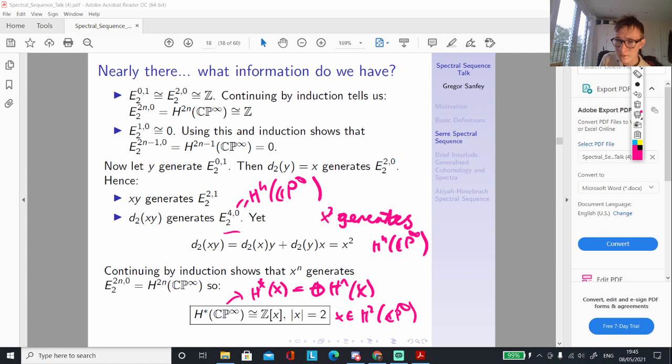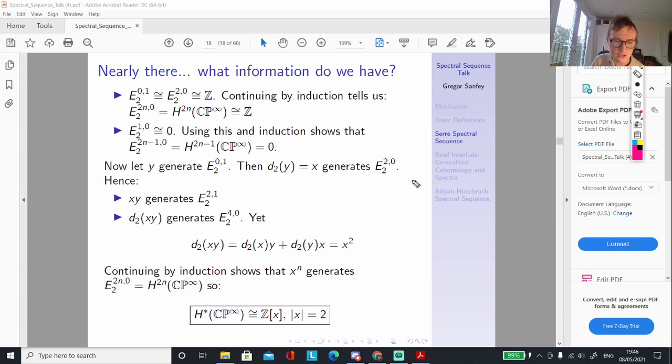So anyhow, we get that x squared generates the fourth cohomology of CP infinity. So I think that you could see, if you continue this by induction, you get that x to the n will generate the 2nth cohomology group of CP infinity. And so overall, from this we can deduce the ring structure to be precisely what we wanted.